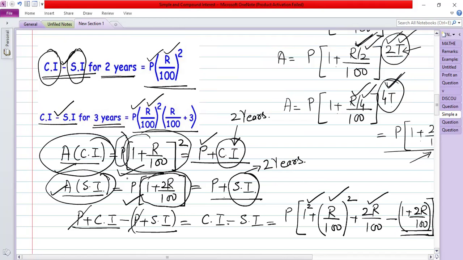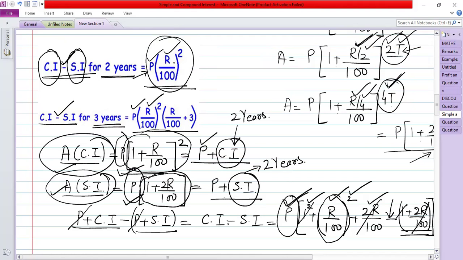And what about this P? Actually, this P is taken common. Now this 2R by 100 will go off, even this 1 will go off because here it is a negative sign. And what is remaining? Remaining is P into R by 100 whole square. So the formula which you are seeing here is P into R, the rate per annum, divided by 100 whole square. That's how to derive this formula.